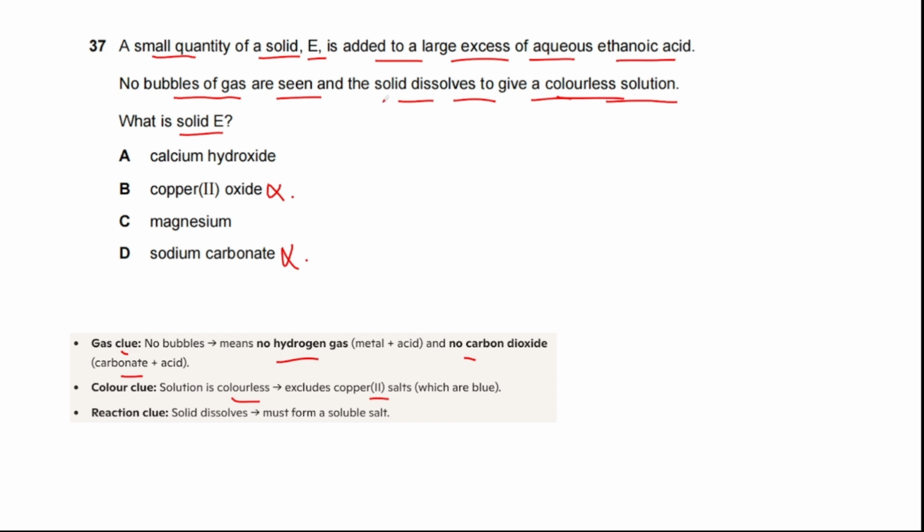and the solid is completely dissolved. So it dissolves, which means that it must form a soluble salt. Out of this, which one is soluble? The calcium hydroxide. If you're adding a metal, it has no hydrogen, right? So it's not magnesium as well, because magnesium, when added to an acid, is a highly reactive material. It will give you hydrogen gas. So magnesium is also wrong. Which is a soluble salt? Calcium hydroxide. So this one will be the solid E. So the correct option is option A.